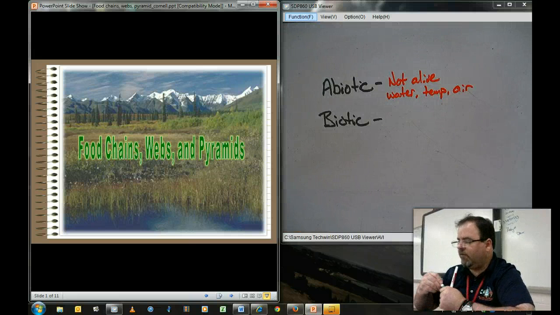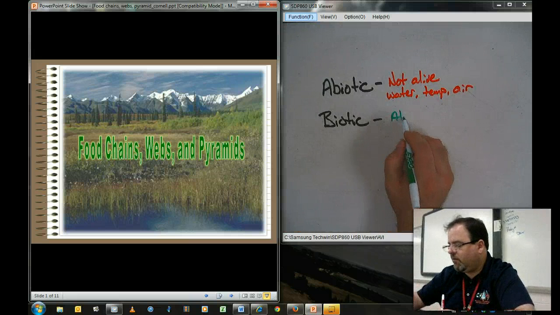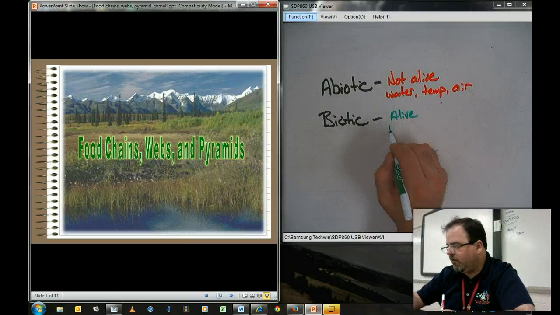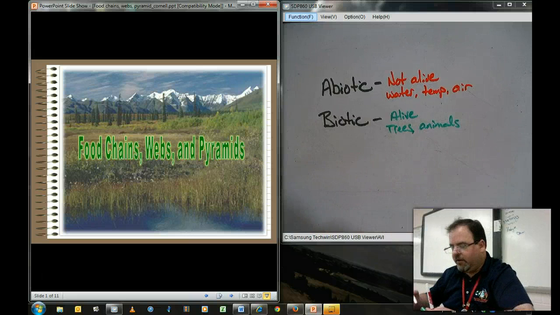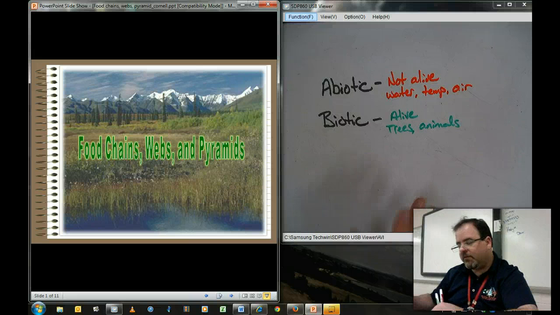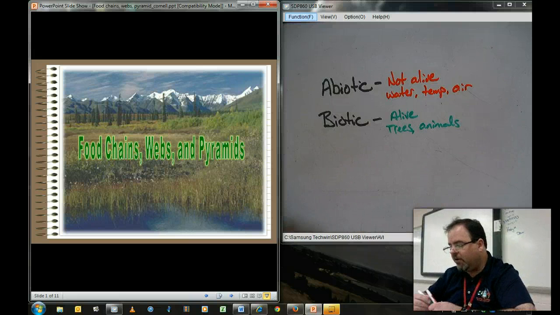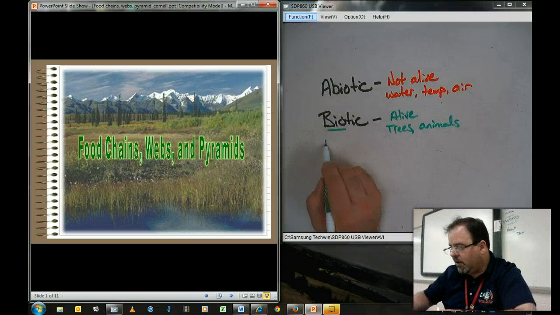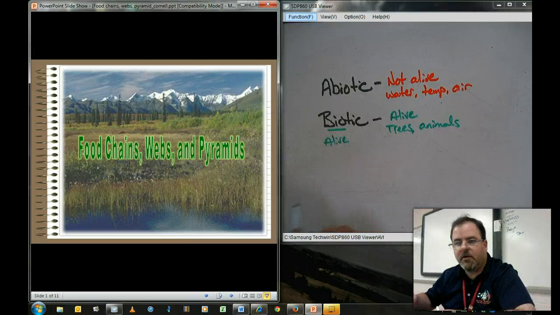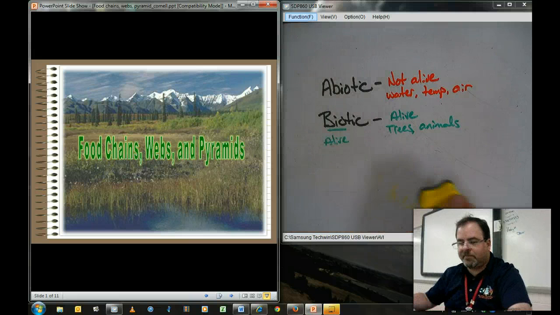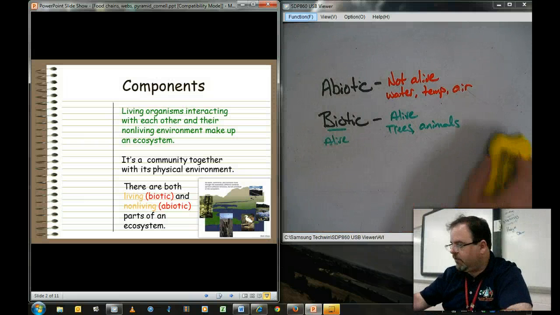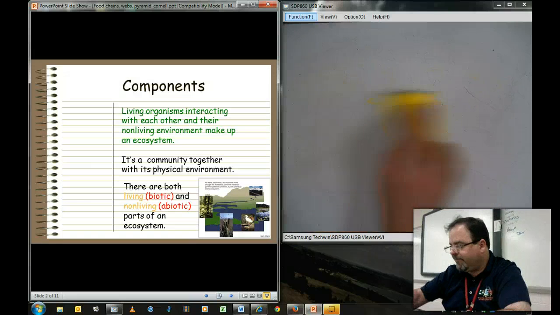Things that are alive, things like trees and animals, plants and the like, those are the things that are alive, and so we consider those biotic. So bio actually means alive or living. So that's why we call them biotic factors. And you can see all that on that slide.